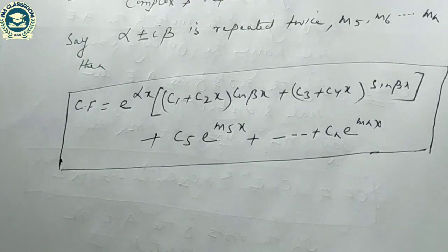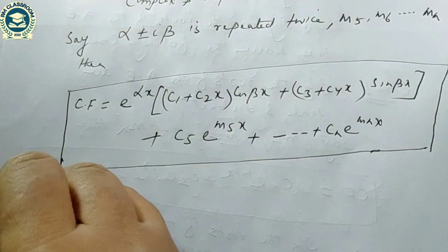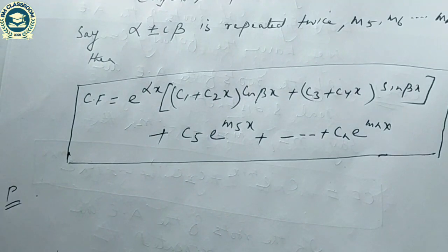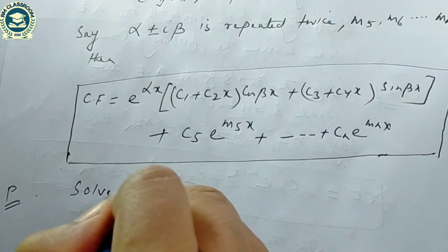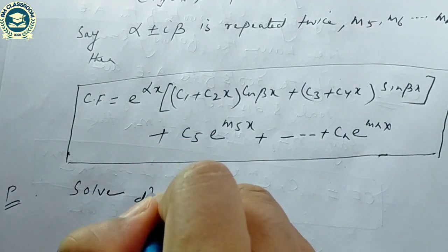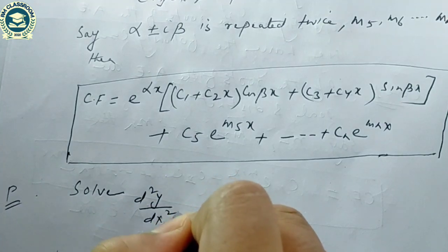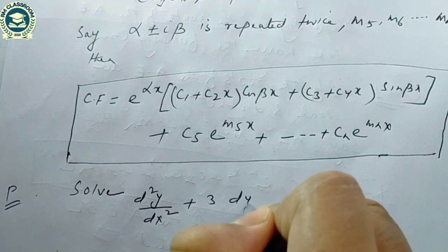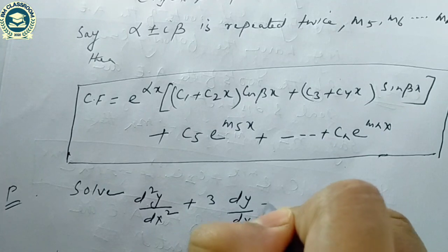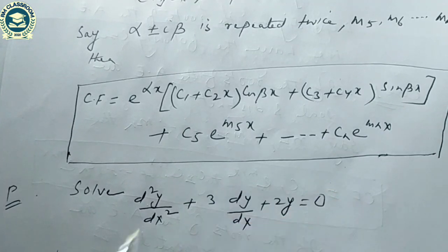So let us take some problem. With the help of that problem we can easily understand. So solve the differential equation d2y by dx square plus 3 dy by dx plus 2y is equal to 0.